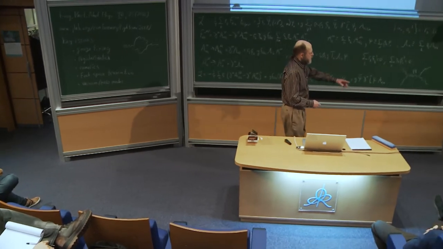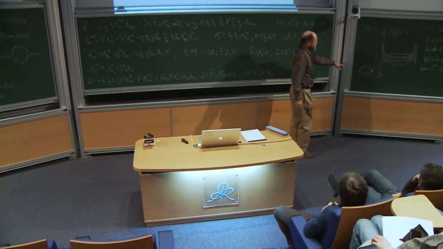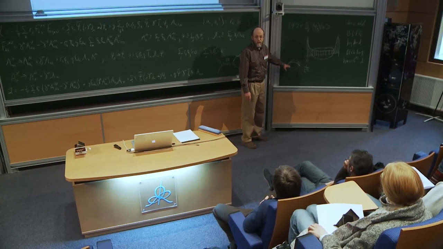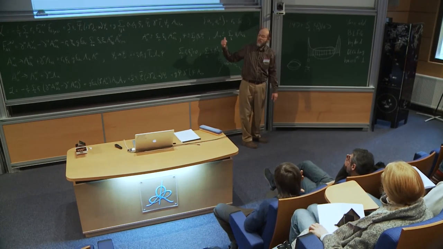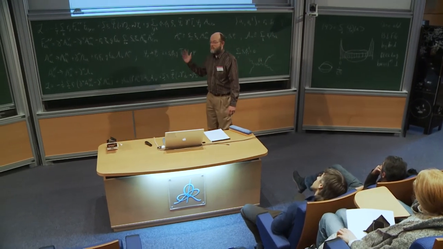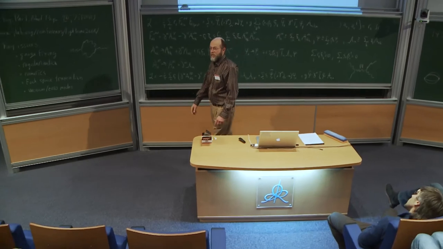Well, you see, in the naive light front formulation, there are no vacuum bubbles. So basically what this is telling you is that they're going away somewhere, and they're just not there on the light front.